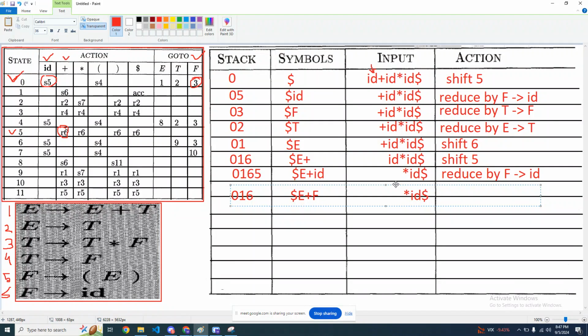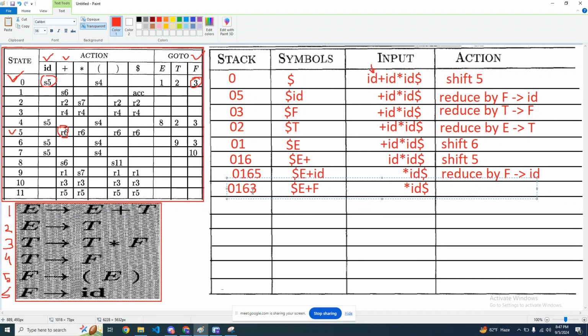So what should be our go to? We are not done yet. We need to compute the go to. So we need to go to the state 6 and we need to see the go to of F. So for state 6, the go to of F is 3. So we need to push 3 into our stack. Okay.